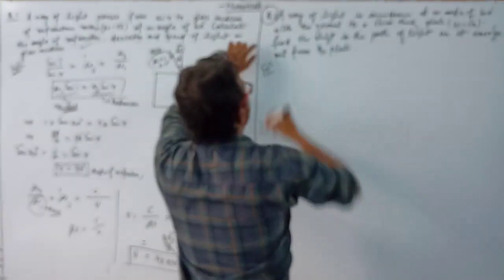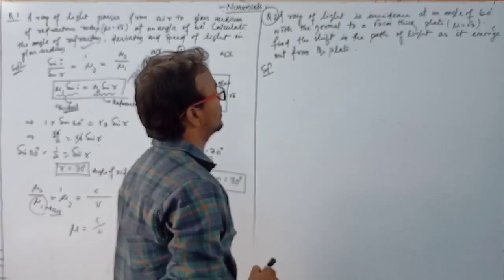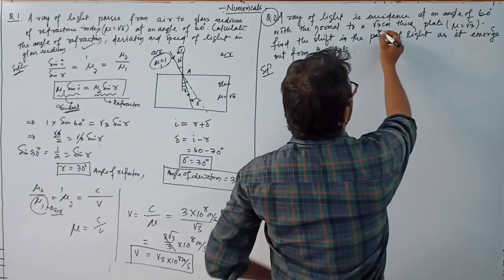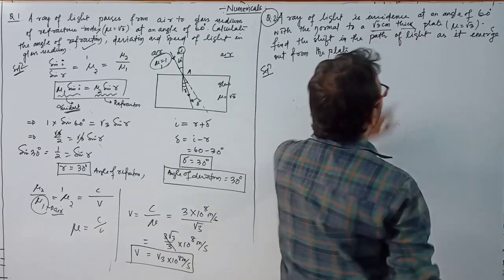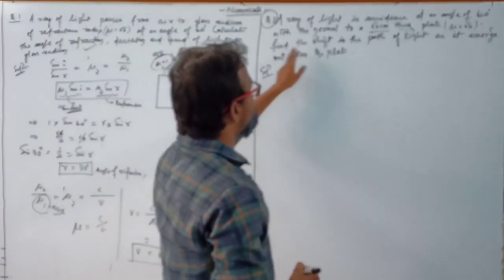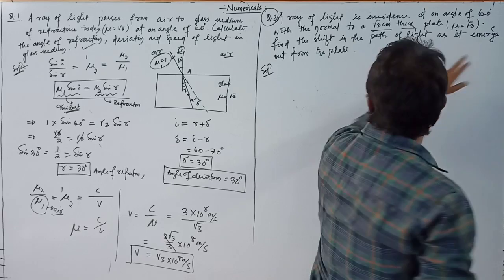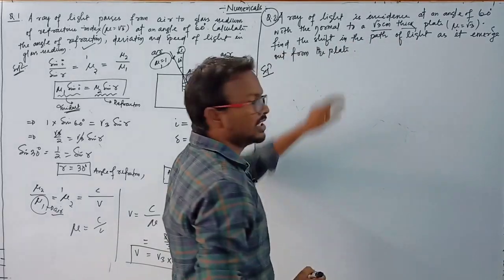This is question number 2. A ray of light is incident at an angle of 60 degrees with the normal on a 2√3 centimeter thick plate of refractive index mu equal to √3. Find the shift in the path of light as it emerges out from the plate.